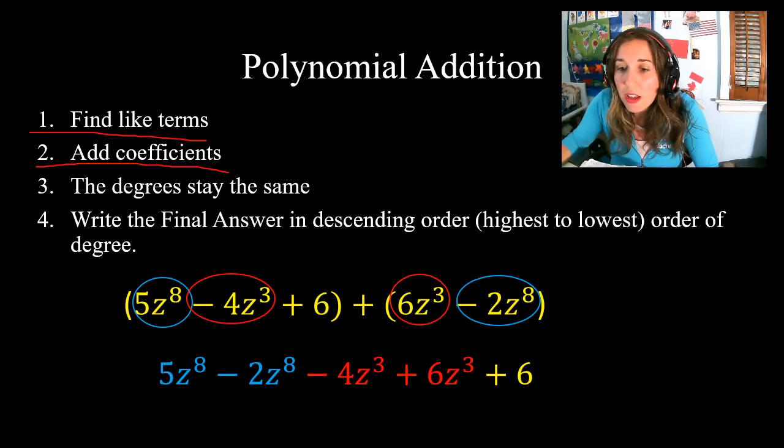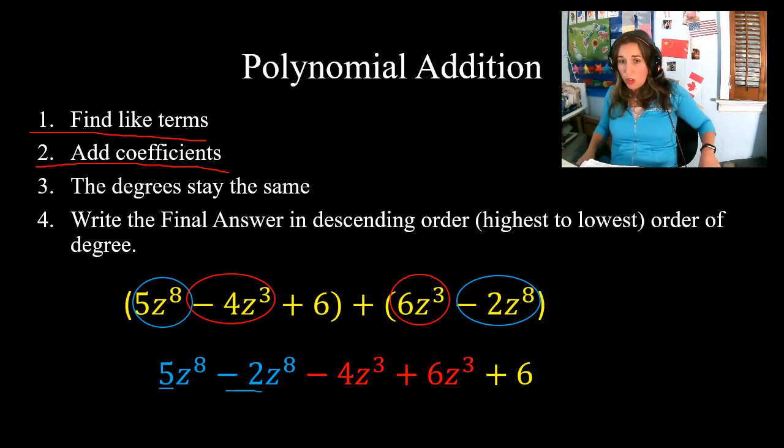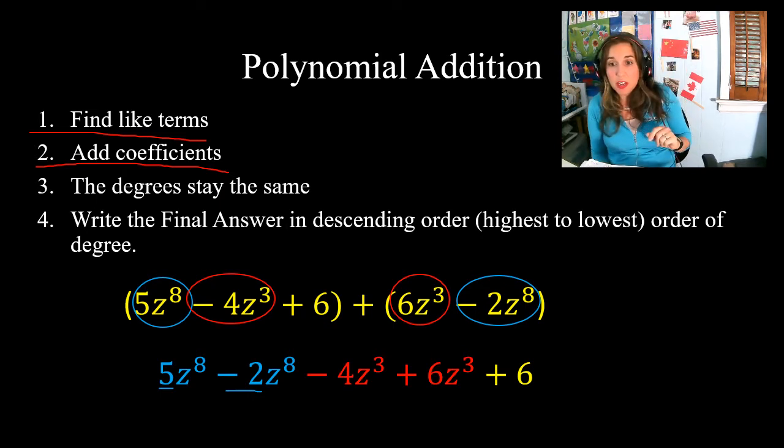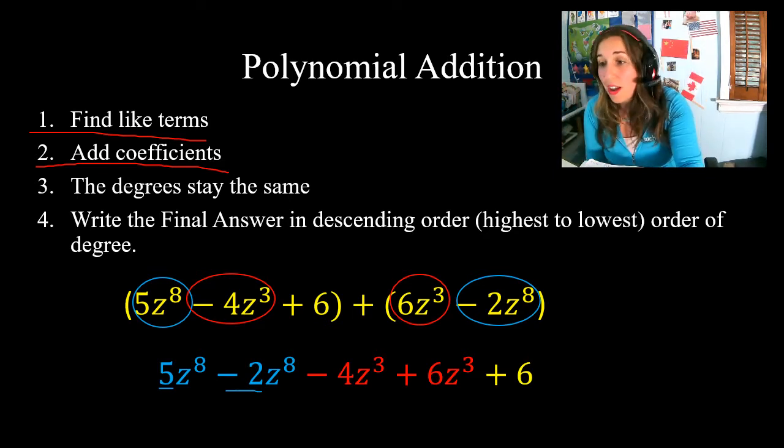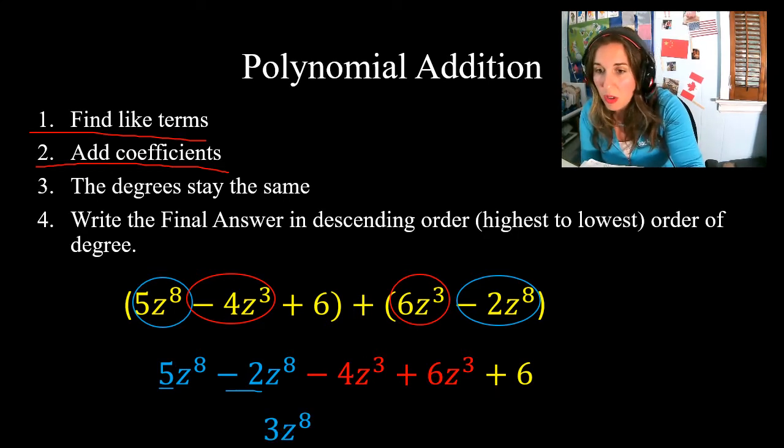So our first set of like terms, let's look at those coefficients. We had 5z to the 8th and negative 2z to the 8th, right? The coefficient's just the number, right? So we have 5 and negative 2. So we need to add those coefficients together. Let me say it like this. What is 5z to the 8th plus negative 2z to the 8th, right? How many z to the 8th do I have? So another way to think about that, 5z to the 8th minus 2z to the 8th, that leaves me with 3z to the 8th, okay?